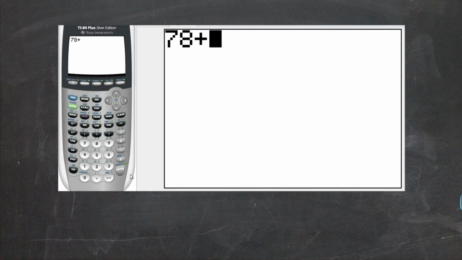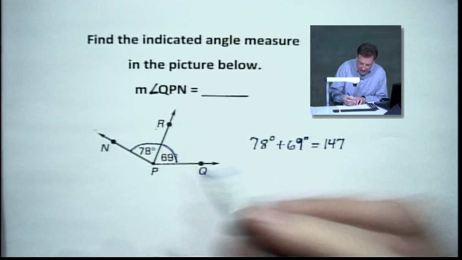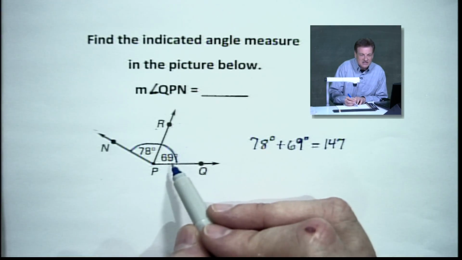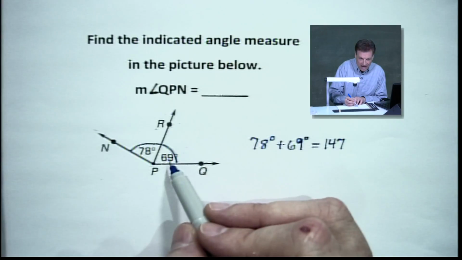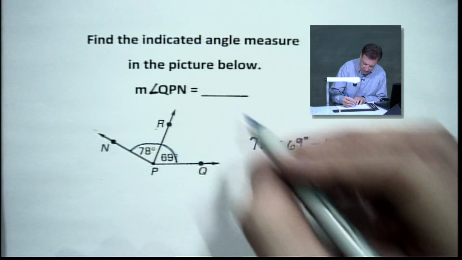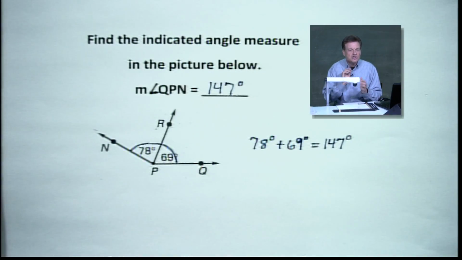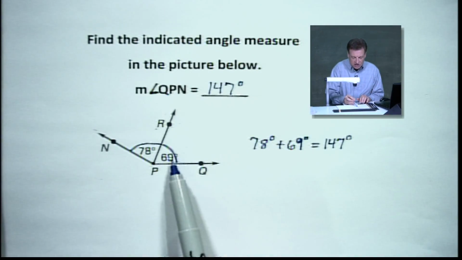Sure, let's check it out. We go plus 69. I'm betting on 147 because it is 147. Now again, we added the 78 degree angle plus the 69 degree angle, and that's what we got, 147 degrees, all right? So there we have it. We call it the angle addition postulate.